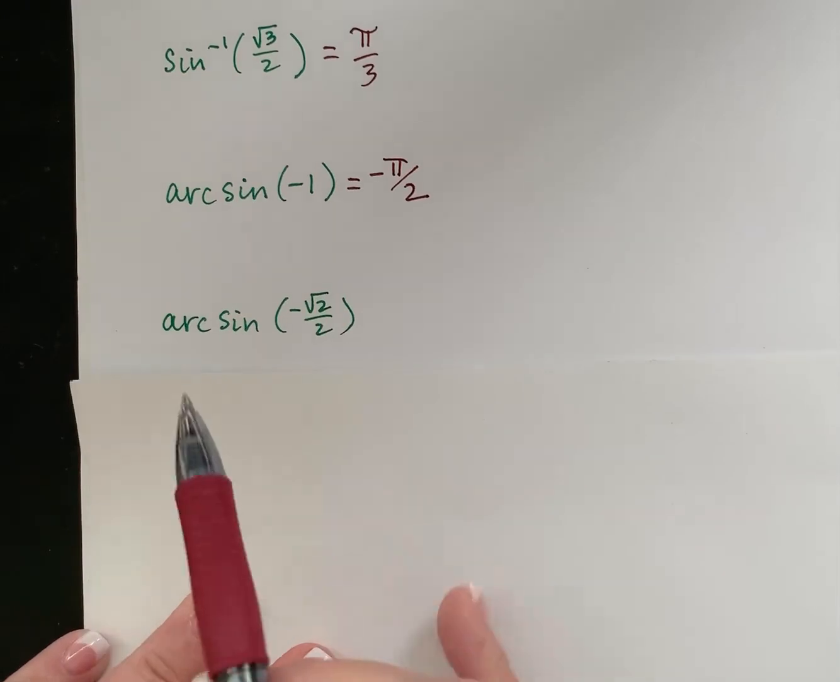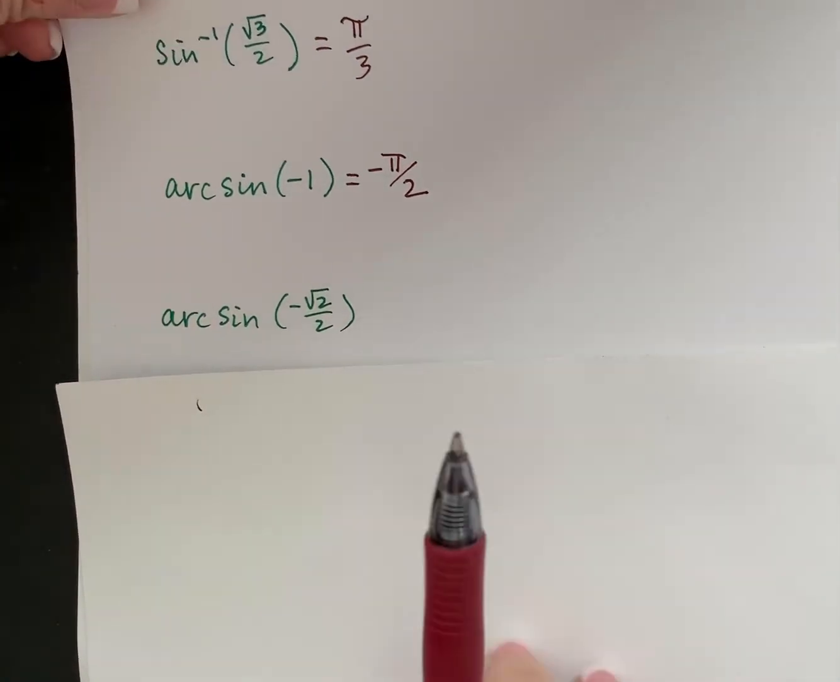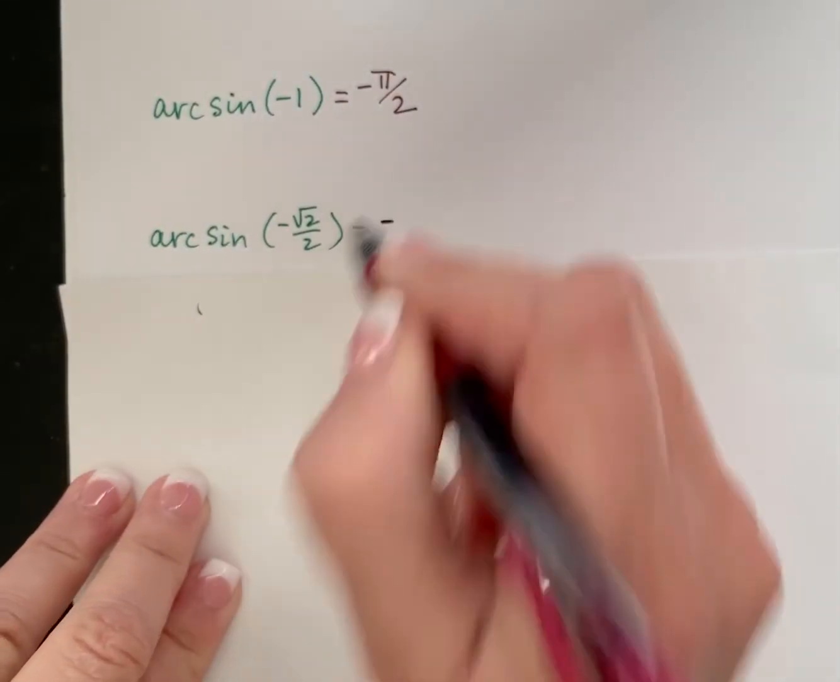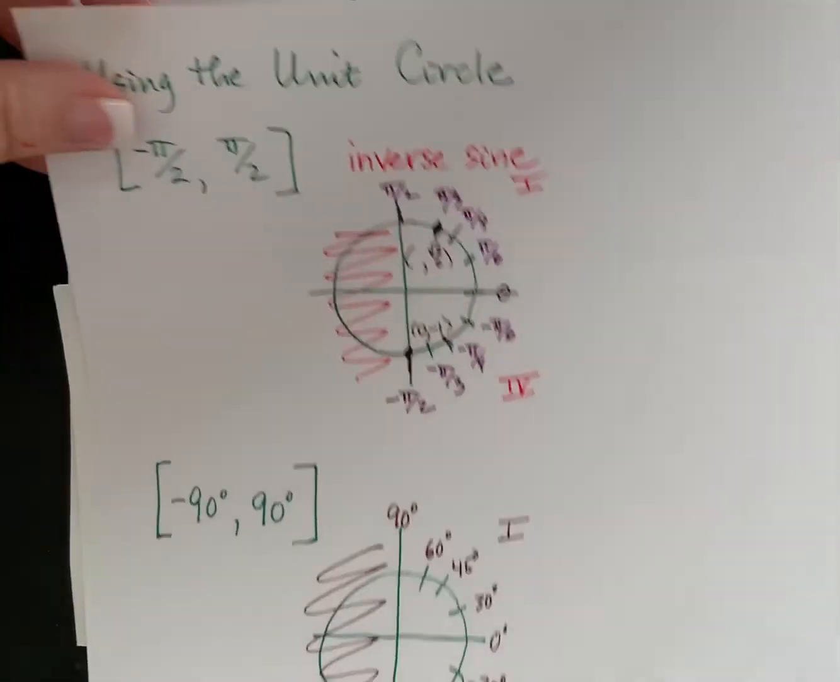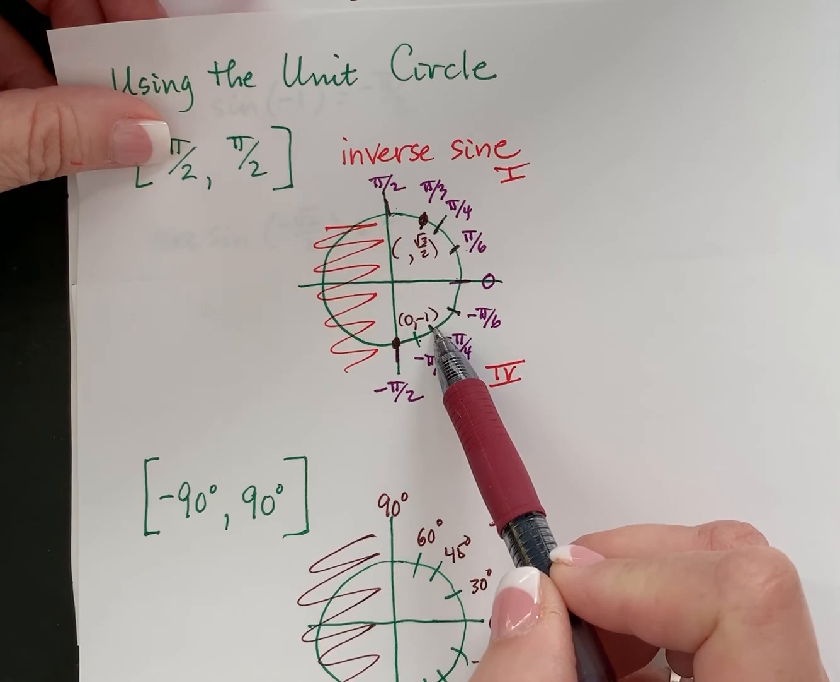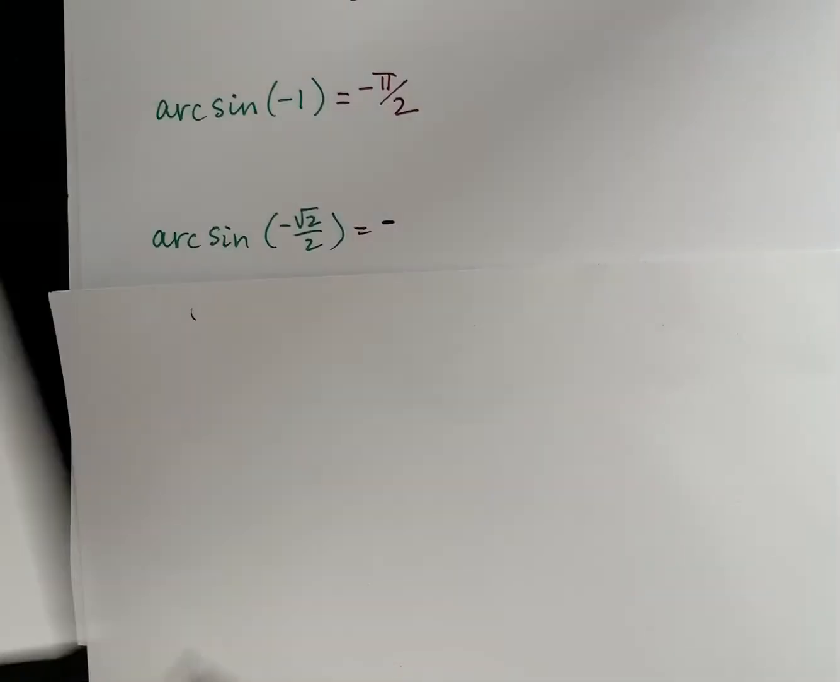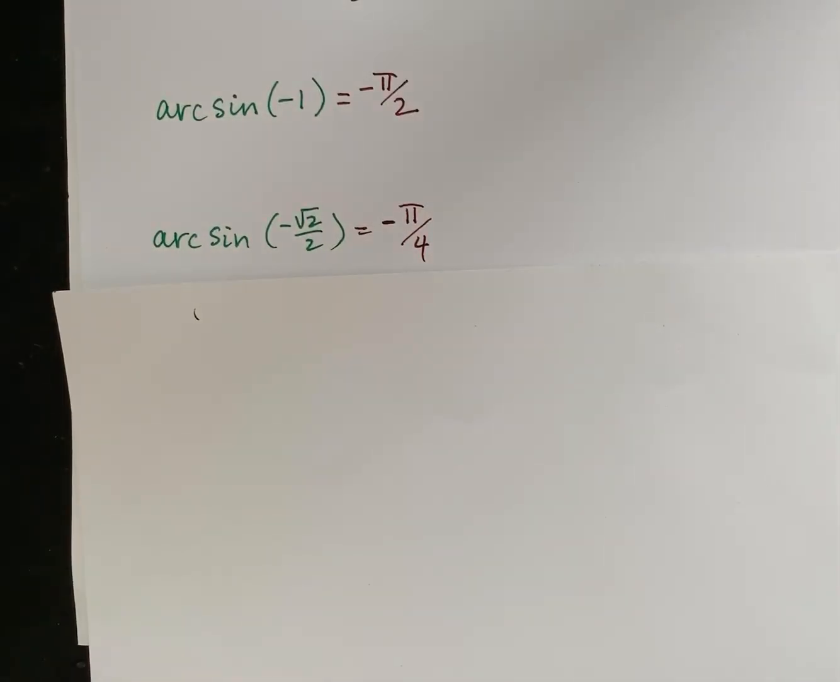Arc sine of negative root 2 over 2. Like I just said, that's a negative number. The answer is going to be something negative. Where does the sine have a value of negative root 2 over 2? That is going to be right in the middle of quadrant 4. That's where the y coordinate is negative root 2 over 2. So the answer to this one is negative pi over 4.